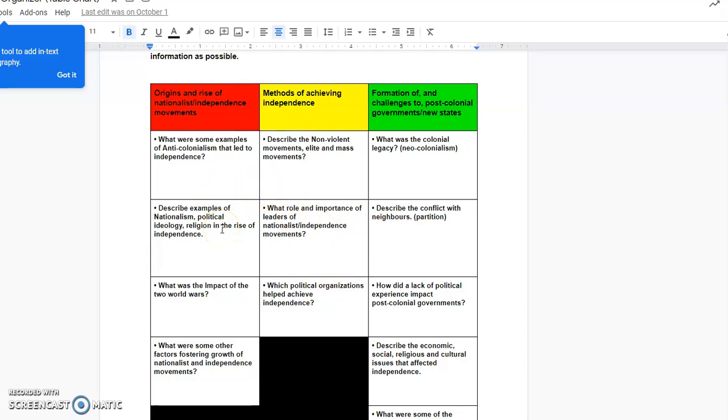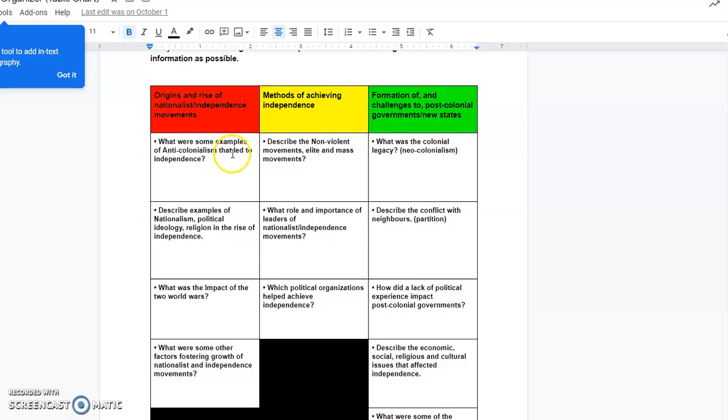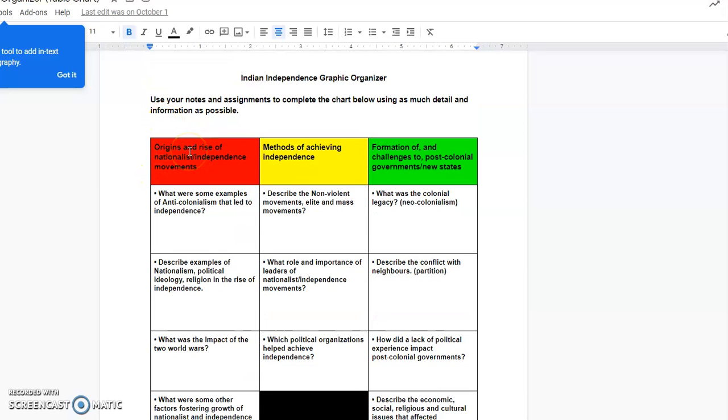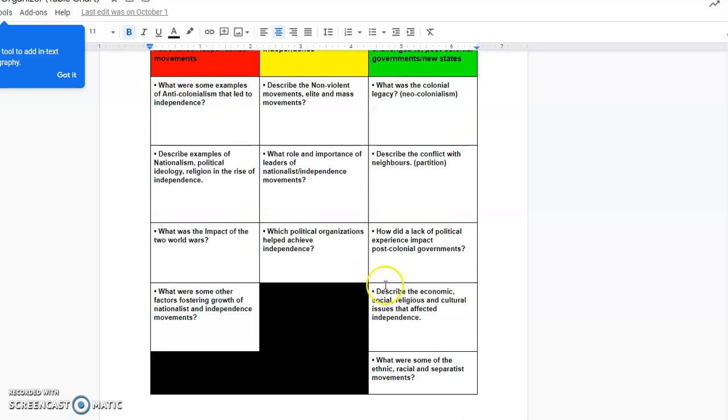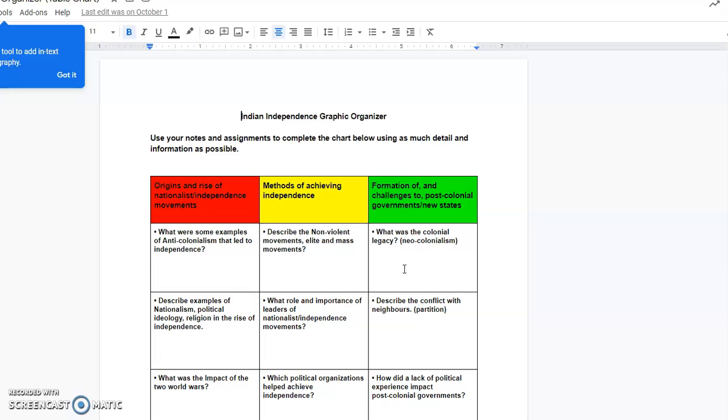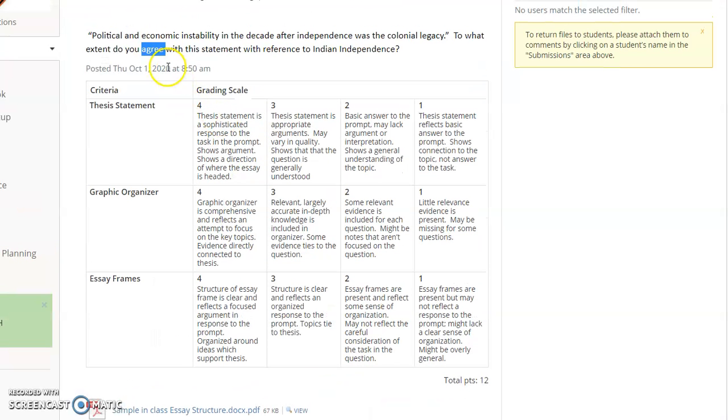And essentially every paper 2 topic we look at with independence will look at these topics: the origins of that independence, the methods of achieving it, and then the formations and challenges too. So once you have all of these things created, or answered, what you're going to want to do for your question is focus on this and picking or choosing ideas that come out of these first 2 columns that will assess that question. So remember, our question is looking at what political and economic instability came after independence.